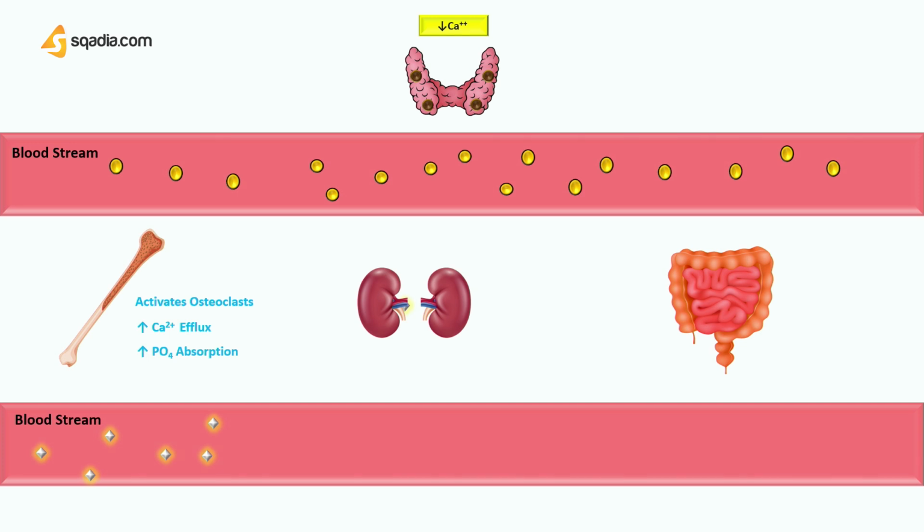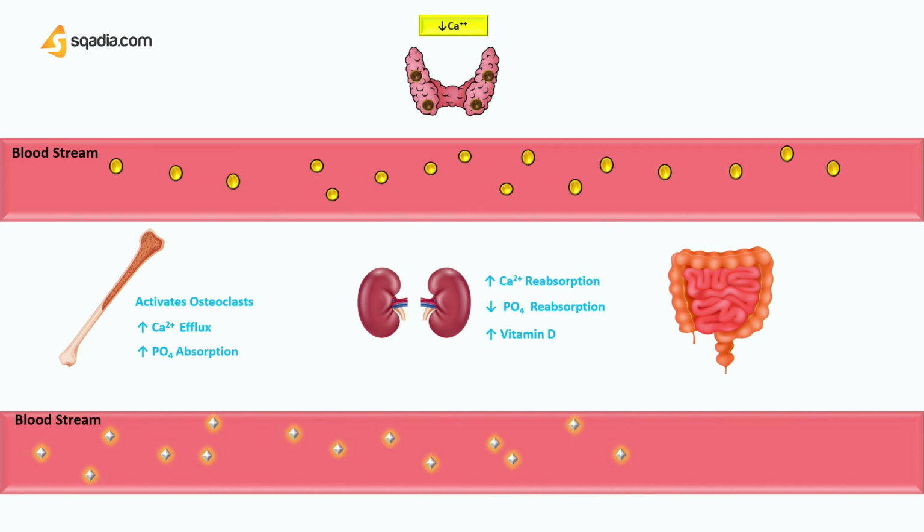Now, in the kidneys, three things are happening. First of all, the calcium reabsorption will be increased, which means that it will enter the blood. The phosphate reabsorption will decrease, which means that it will be excreted out through the urine. And vitamin D will be activated, which will act on our bone and on our GI tract.